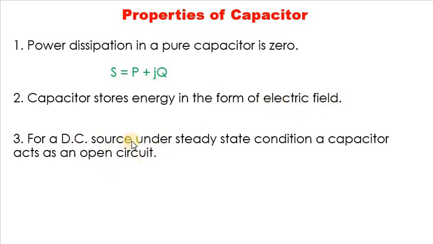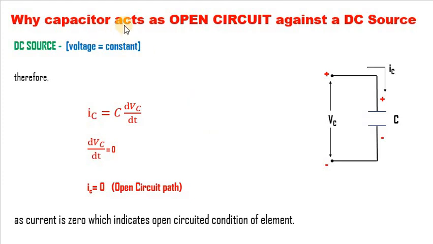And for a DC source, under the steady state condition, a capacitor will act as an open circuit. Now let us see why a capacitor acts as an open circuit when it is connected across a DC source. In this figure, this capacitor is connected across this Vc, which is a DC source here. Now, as it is a DC source, the voltage here is constant, and we know that Ic is equal to C dVc by dt. Now the differentiation of voltage across the capacitor will be equal to 0 because this voltage here is constant.